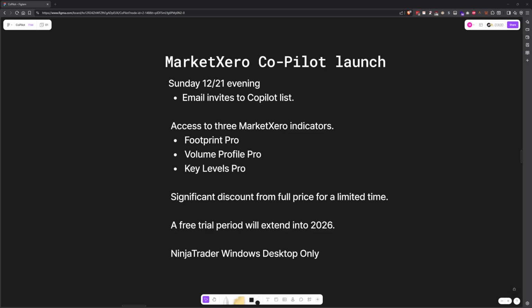We have an update for the Copilot group. As I started using the footprint indicator, I realized I needed additional information on the chart, and therefore I started developing two other indicators, a volume profile indicator and a key levels indicator. Those are in production and being used by my pilot group and by myself daily in trading.